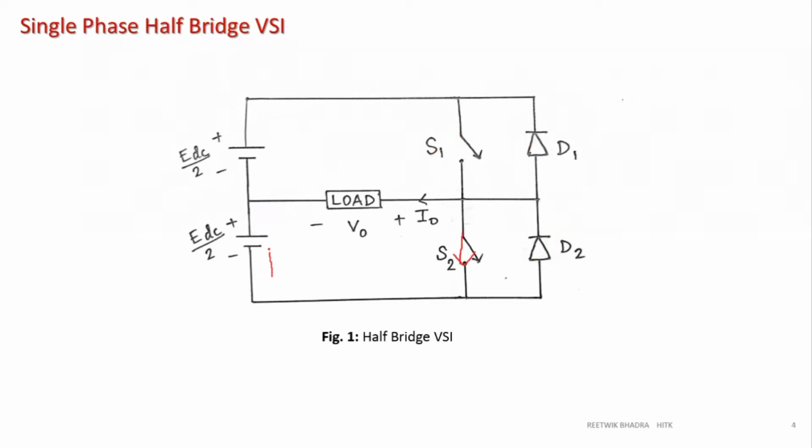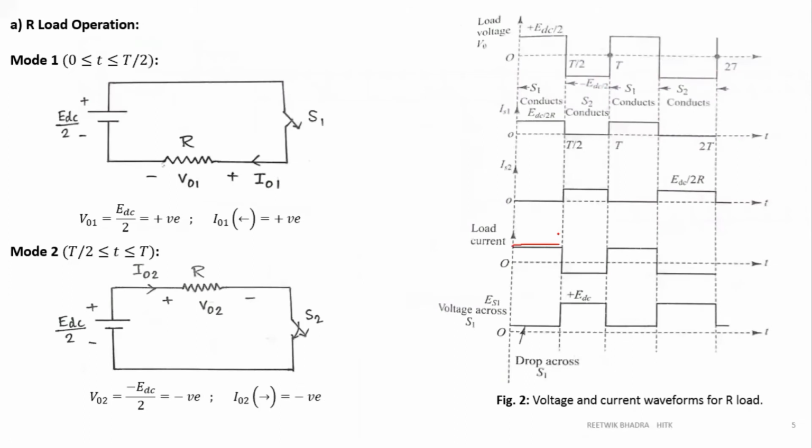If I turn on S2, this lower source acts as my supply. Current flows in this direction through the load, goes in the direction to S2 and back to EDC/2 minus. So the lower part of the circuit remains, rest all is open. So we'll go into the circuit. The lower part of the circuit supply is there. Current flows in this direction, this is R, through S2 back to EDC minus.